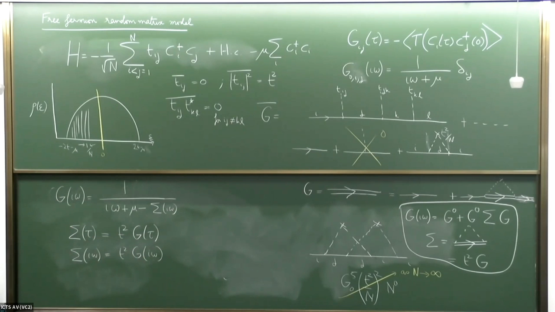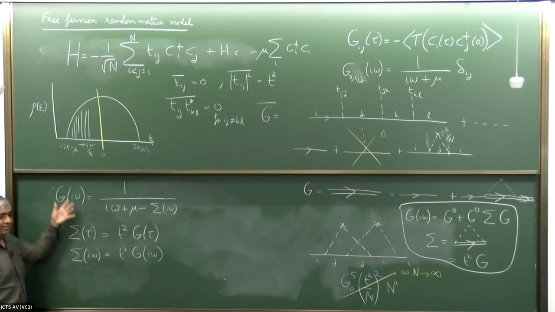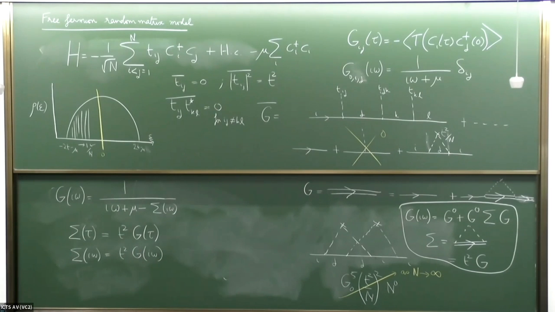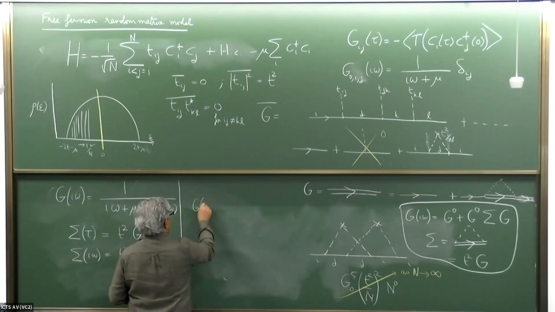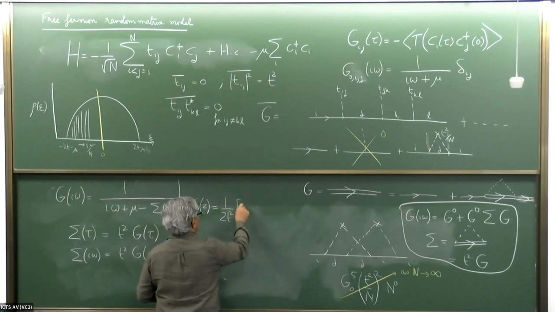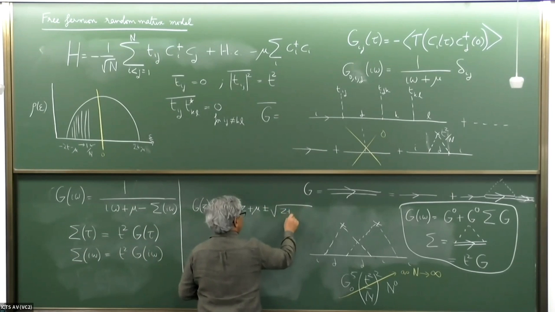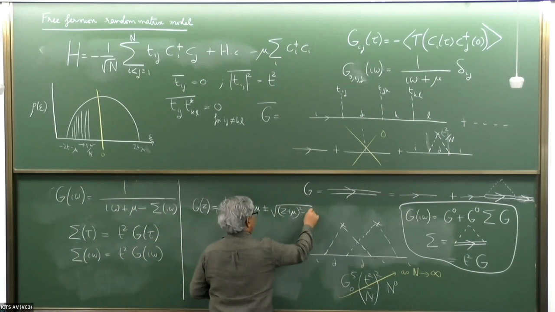Okay, so now these are very simple equations to solve because for each frequency omega, there are two variables, G and sigma, and there are two equations. So it's just a quadratic equation. All right, so you go ahead and solve the quadratic equation, and this is what you get. So the solution is G in the complex frequency plane is equal to 1 over 2 T squared over Z plus mu plus or minus the square root of Z plus mu squared minus 4 T squared.